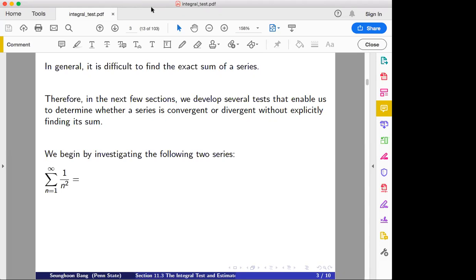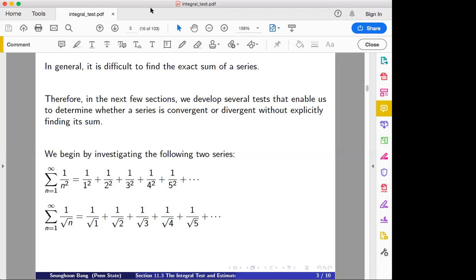Summation from n equals 1 to infinity of 1 over n squared, like 1 over 1 squared plus 1 over 2 squared plus 1 over 3 squared, and so on. One more example is summation n equals 1 to infinity of 1 over square root of n: 1 over square root of 1 plus 1 over square root of 2 plus 1 over square root of 3, and so on. I'm going to check whether these two series are convergent or divergent.